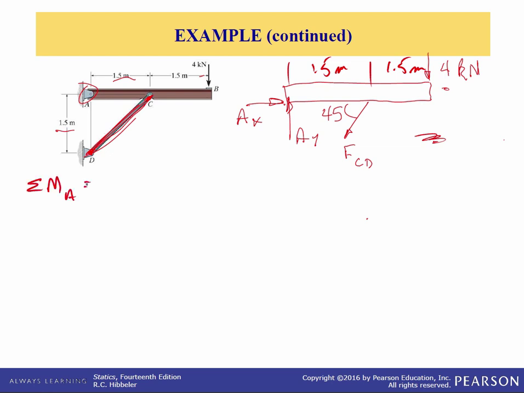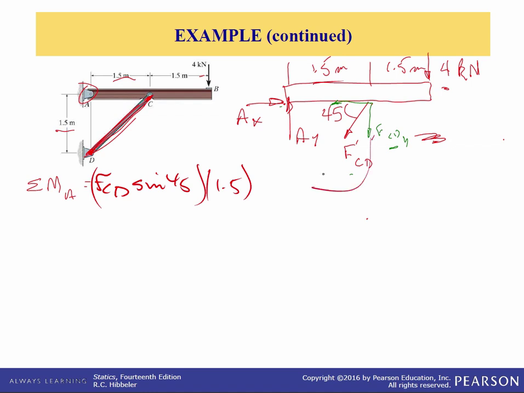Summation of moments about A is equal to... Now first let's look at the moment due to FCD. Now the best way to do these problems is to break the forces into their X and Y components, and then it's easier to calculate the moments. For instance, the X value passes through A, so it doesn't have a moment, so it's only due to the Y component of FCD. So the Y component of FCD is at 45 degrees, so it is FCD times sine of 45. And its moment arm, it's 1.5 meters away. And it is going clockwise, right? This force, this green force here, tends to want to rotate that way, so this is negative.